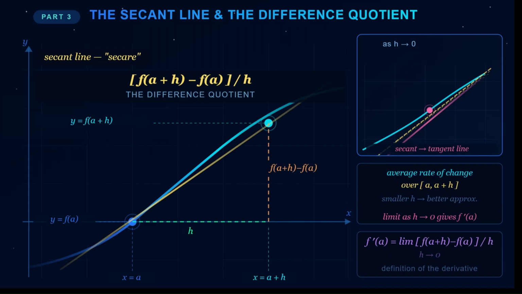This is called the difference quotient, and it is one of the most important expressions in all of calculus. It gives us an average rate of change over the interval from a to a plus h. The closer the second point is to the first, that is, the smaller h becomes, the better our approximation of the true instantaneous slope. This is where limits enter the picture.